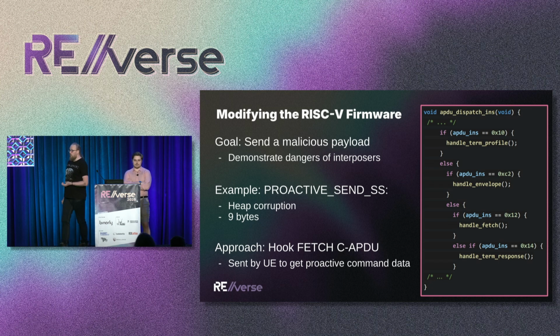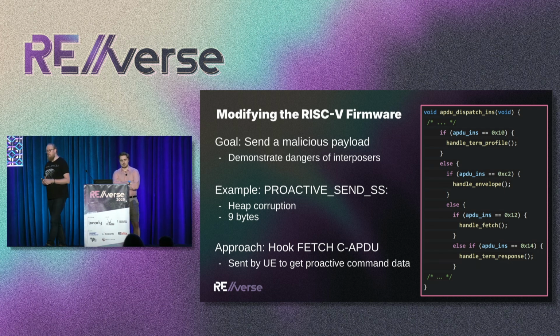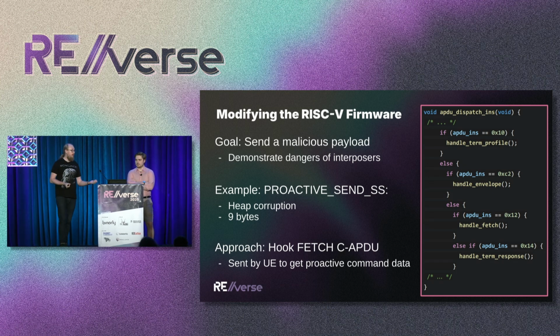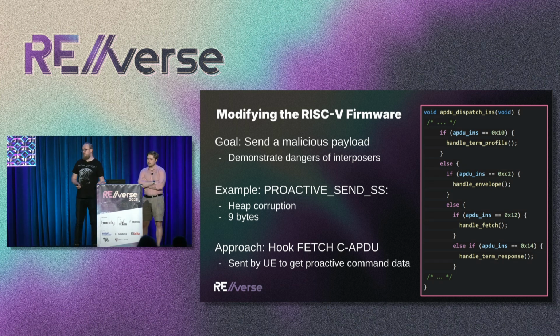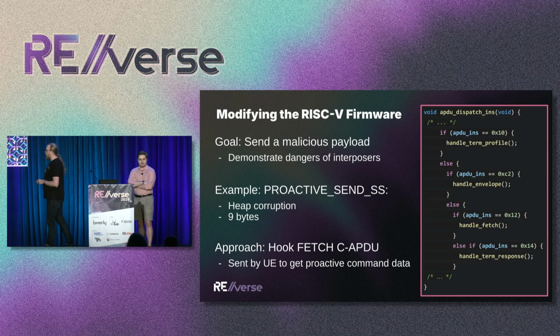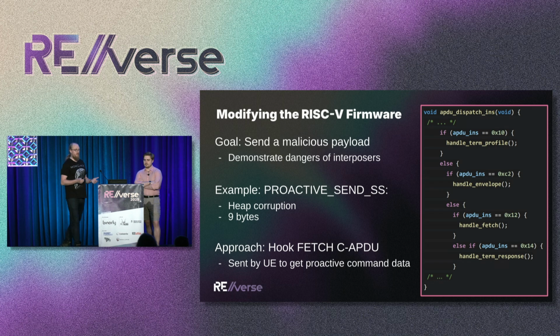Right? To recap, our goal is here as a proof of concept to send our malicious payload, which we found, to really demonstrate the dangers of interposers. We used a minimal example proof of concept payload, which triggers the heap corruption we just saw, and consists of 9 bytes. The idea of using the low amount of data for the proof of concept is that it's probably easier to bring this over and easier to patch.